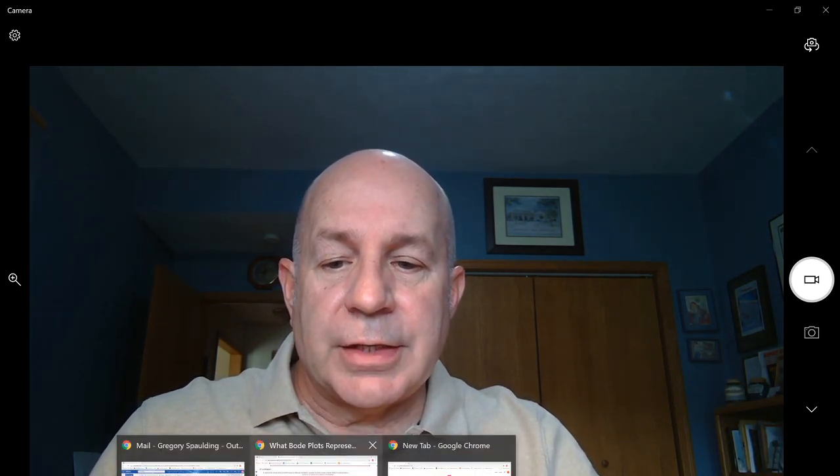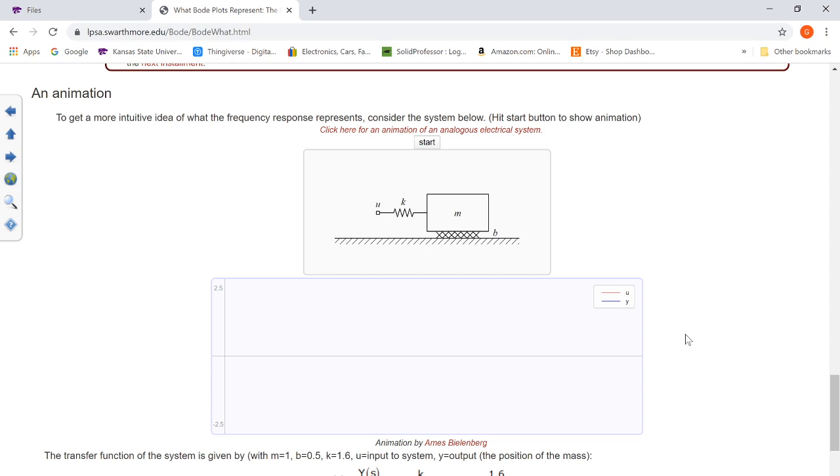And let me bounce over here to this little animation, and we'll see if we can understand this a little bit better. In this case, we've got a simple system. We've got a spring mass damper, friction in this case, and we're going to drive this input, this U, back and forth with a sinusoidal input. It's going to be the same magnitude, but it's going to vary in frequency as the animation progresses, from a very slow cycle to a very fast cycle. And it's going to record not only the input, but it's also going to record the output.